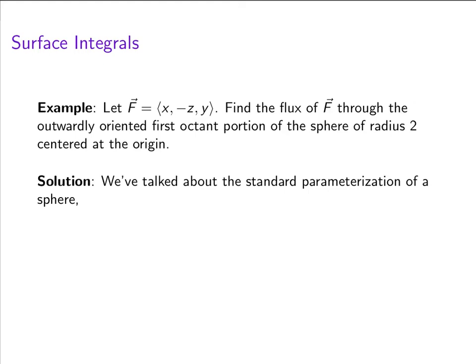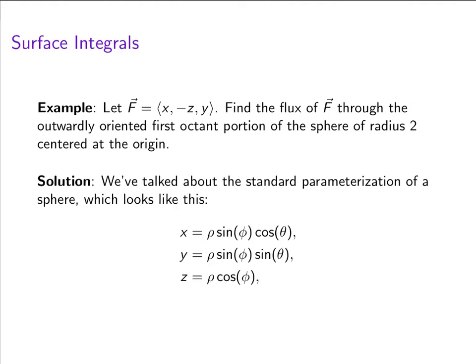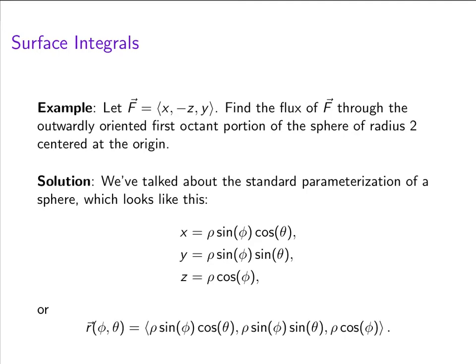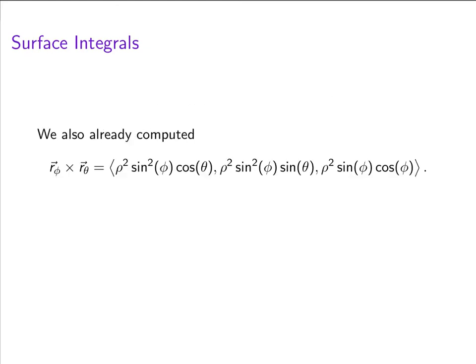We've talked about the standard parameterization of a sphere. Here's what it looks like, just to remind you. x equals rho sine phi cosine theta, y equals rho sine phi sine theta, z equals rho cosine phi. Or you can think of this as a vector function with components rho sine phi cosine theta, rho sine phi sine theta, and rho cosine phi. Now we've already computed this, the cross product of the derivatives of r. We get rho squared sine squared phi cosine theta, rho squared sine squared phi sine theta, rho squared sine phi cosine phi.